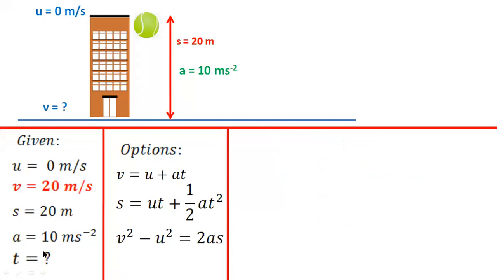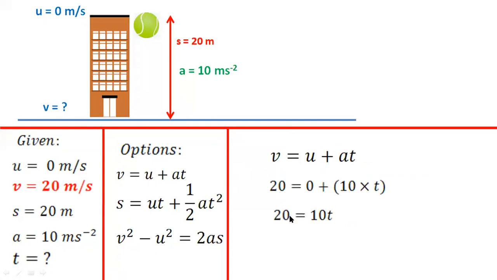Now we need to calculate T, time we need to calculate. We will use the first formula, the easiest one. You can go for the second also, but it is complicated. We'll use the first formula. V is equal to U plus AT. 20 is equal to 0 plus 10 into t. So that would become 20 is equal to 10t. So final answer would be how much? Time would be equal to 2 seconds. Very simple.